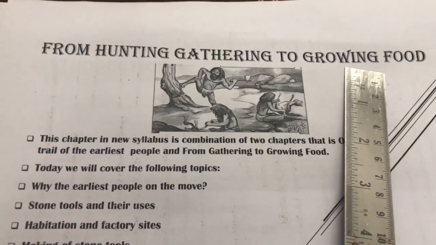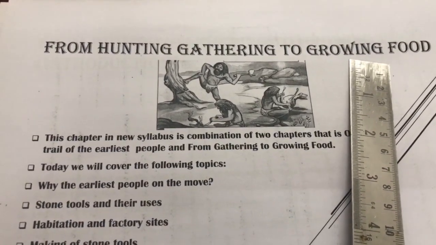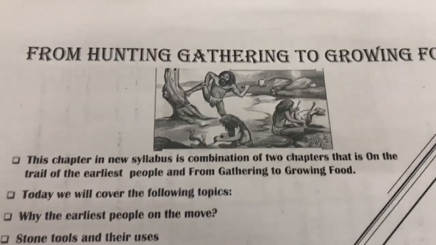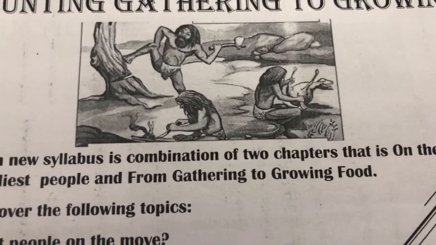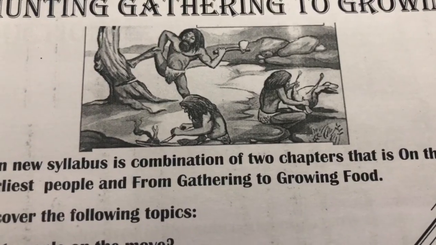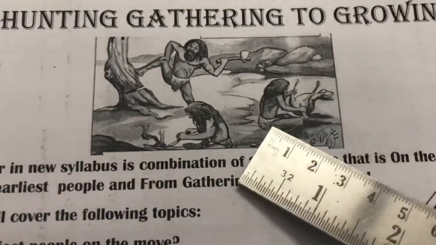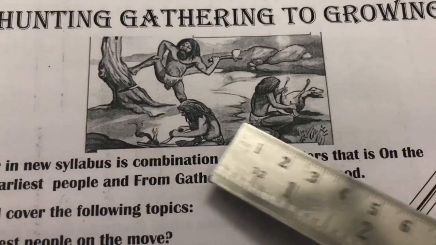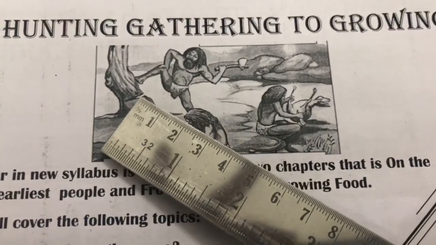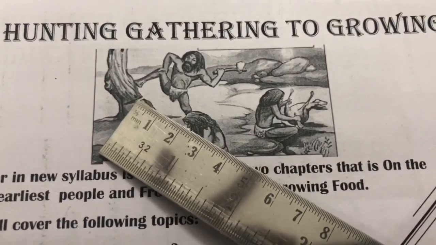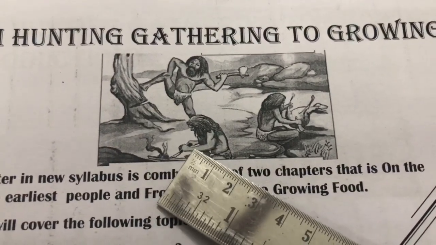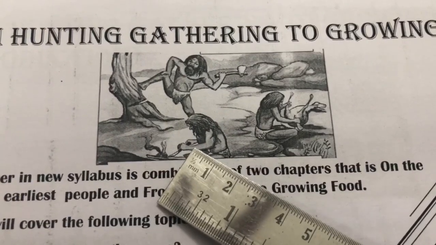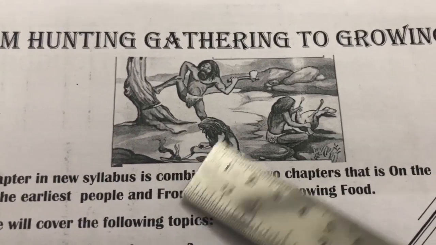Before I start the chapter, I would like to show you some pictures. See, children, this is the first picture. A person is hunting an animal. In this picture, this man is taking out the bark of the tree. Here also, this man is trying to take out some roots from the plants.